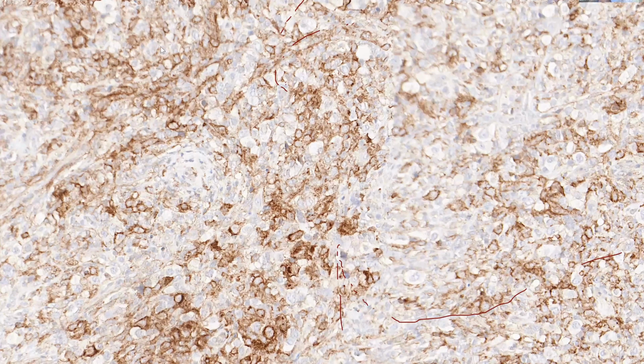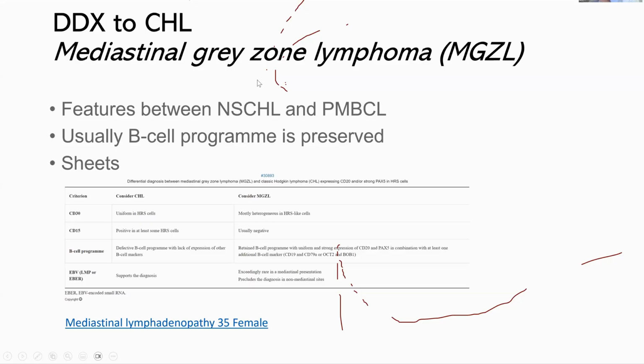The other differential diagnosis for classic Hodgkin lymphoma is something that has features between nodular sclerosis classic Hodgkin lymphoma and primary mediastinal B-cell lymphoma. And this is very difficult, actually. They call it a mediastinal gray zone lymphoma. They can express CD30, but as we said, it's mostly heterogeneous. CD15 is usually negative in these cases, but it will show some features that look like classic Hodgkin lymphoma.